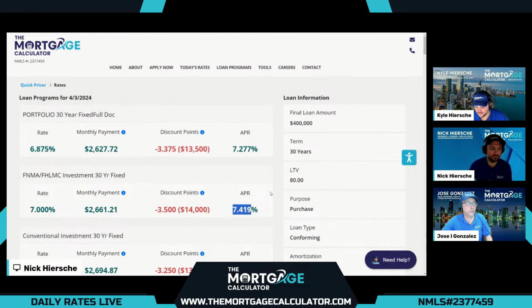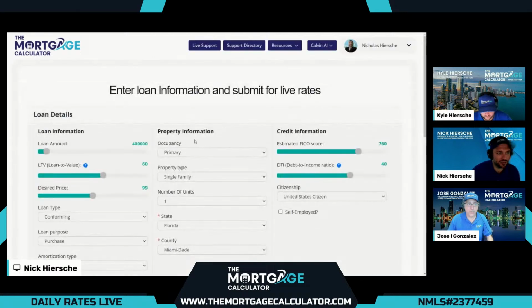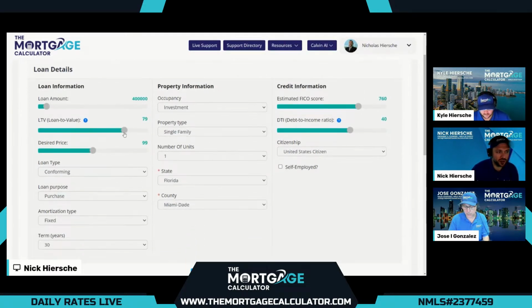required for investment properties. So a good option for our borrowers that would like to use it full doc, but I definitely recommend all of our investors out there not only check out the portfolio option, which is technically a non-QM option, kind of, but also our true non-QM options, which we always finish off with here.